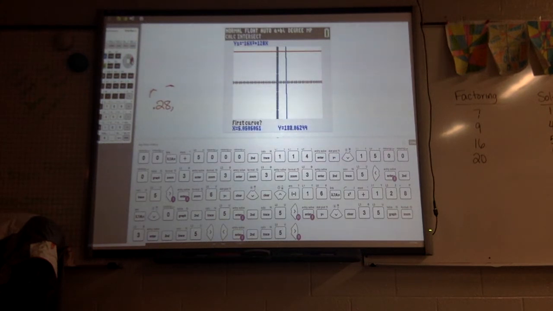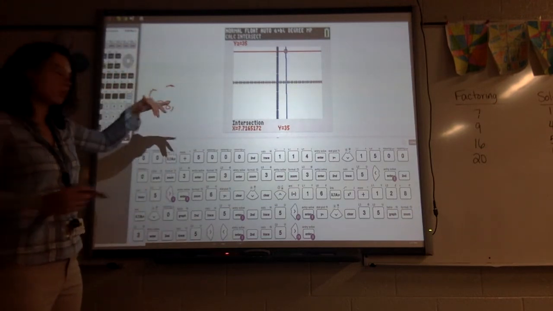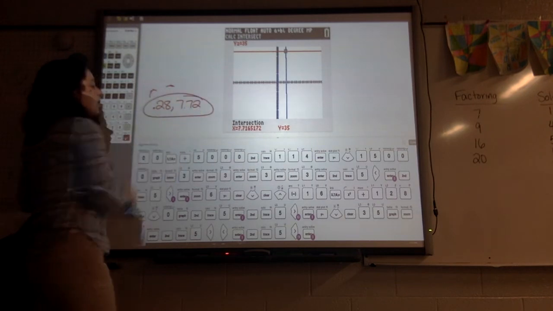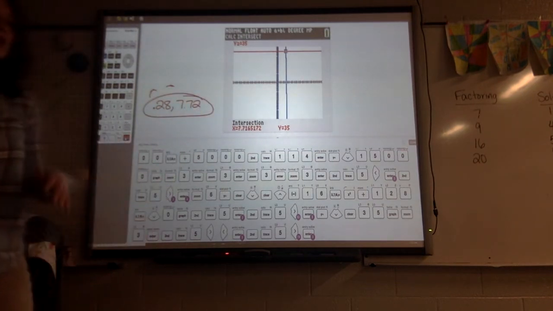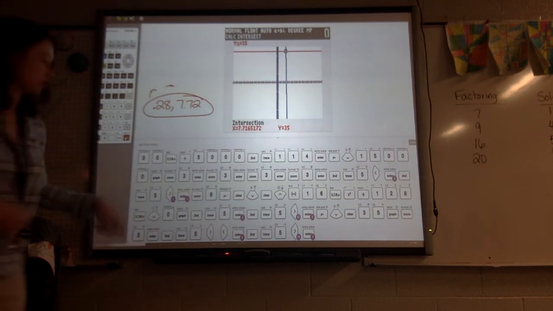And it may take you just a moment to be able to see your cursor. There it is. Enter, enter, enter. There's my second answer. After 7.72 seconds, that ball has come back down. Now it's at 35 feet again. And here's the thing. For this question, it's okay for me to have two answers because the ball was 35 feet in the air 2 different times. That's okay. So right there, you're done. That's the answer to your question.